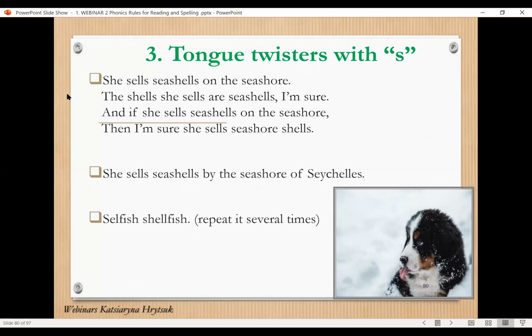She sells seashells on the seashore. The shells she sells are seashells, I'm sure. And if she sells seashells on the seashore, then I'm sure she sells seashell shells. Shells. Almost, just a bit. Okay. The seashell shells. Good. Very good. Thank you so much. Lera, your turn.